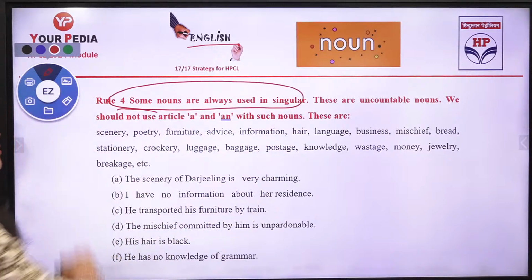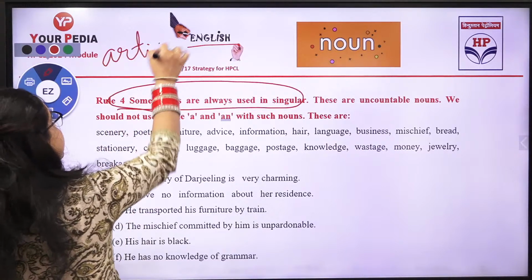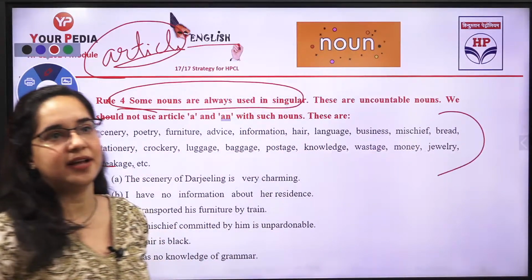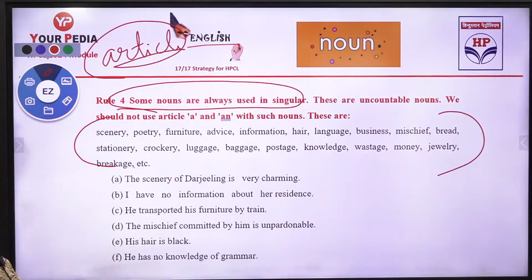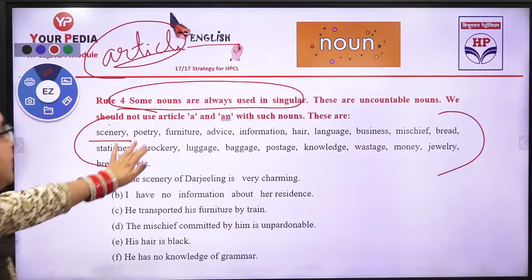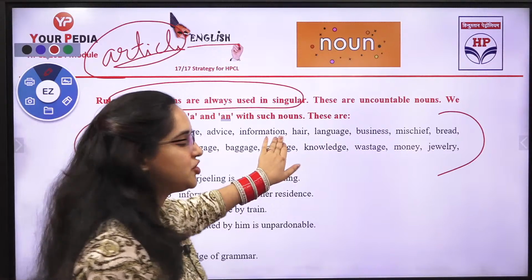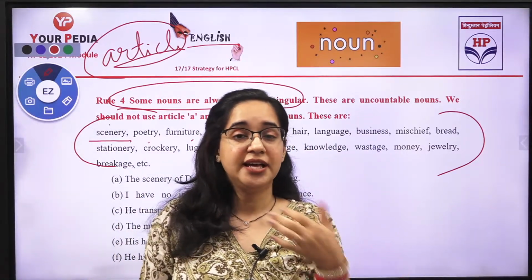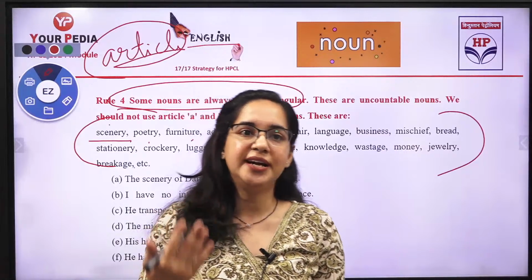कुछ नाउन्स भाई हमेशा सिंगुलर में ही होते हैं. दे आर अनकाउंटेबल नाउन्स. वी शुड नॉट यूज एनी आर्टिकल ए एंड एन विद सच नाउन्स. कल हमने आर्टिकल पढ़ा था, उसी के साथ लिंक कर लो. कुछ वर्ड्स हैं जिनके साथ कोई भी आर्टिकल नहीं लगता है. नो आर्टिकल इज यूज्ड विद दीज वर्ड्स. नाउ सीनरी है, सीनरी खुद ही प्लूरल हो जाता है, दे आर अनकाउंटेबल नाउन्स, तो इनके साथ ए और एन नहीं लगता है. पोइट्री है, फर्नीचर है, एडवाइस, इंफॉर्मेशन, आई नीड सम पीस ऑफ इंफॉर्मेशन फ्रॉम इट, इंफॉर्मेशन नहीं होता. ही हैज मेनी हेयर्स, हेयर्स नहीं होता, इट इज हेयर ओनली.